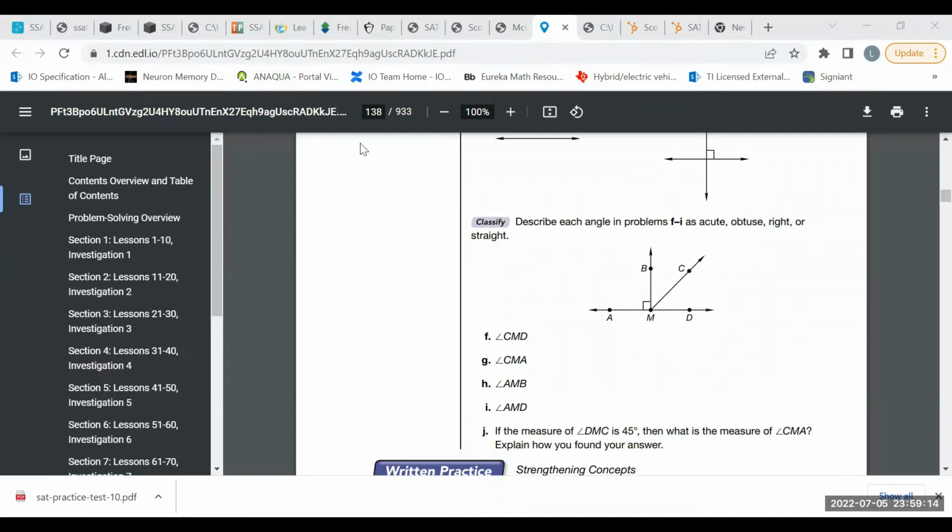Okay, so the other way of doing it is basically you've been given DMC, right? And you're supposed to find this angle, CMA, correct? And you know that DMC and CMA form a linear pair, isn't it? So what you can do is angle CMA plus angle DMC equals 180 degrees because they are a linear pair, and therefore angle CMA plus DMC, which is 45 degrees, equals 180, and therefore you get angle CMA is 135 degrees. This is the way to do it.